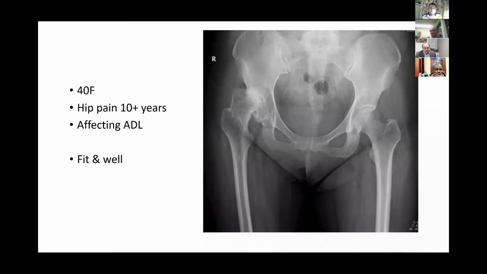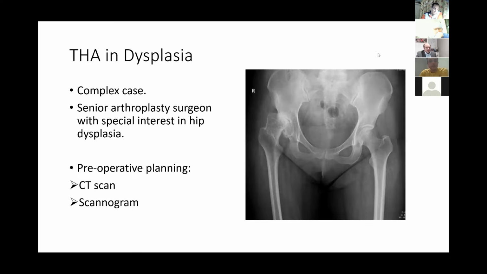And this is a classical FRCS sort of question. If someone else can volunteer, have a look at this X-ray and tell me what you're thinking of, what your concerns are regarding this patient and how you would address these concerns. What I would start by saying is that this is a complex case. It needs an arthroplasty surgeon, and preferably a senior arthroplasty surgeon who has a special interest in these types of cases.